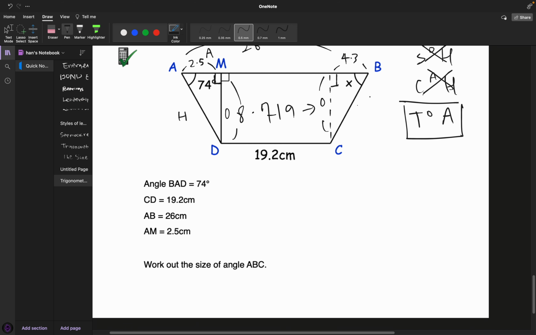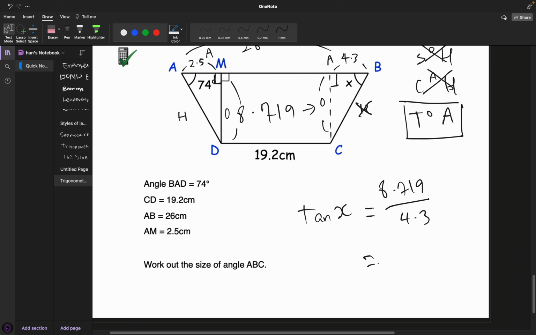Opposite, this will be the hypotenuse, and this will be the adjacent, right? We're looking for the missing angle, and we're provided the opposite and the adjacent, and we're not looking for the hypotenuse, so we don't need the hypotenuse. We're using the ToA equation again. So tangent multiplied by x, which is our unknown. So it usually be tangent theta, but we can replace that with x. Opposite divided by adjacent. So opposite 8.719 divided by adjacent 4.3.